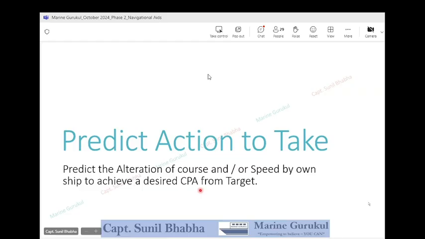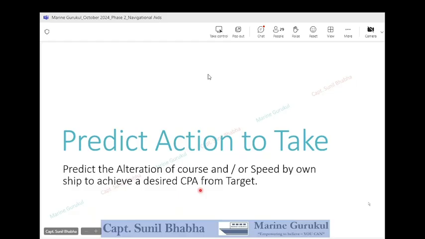Or in case you have a collision or a close quarter situation, how should we avoid that close quarter situation? What should be our action? And what are all the possibilities available to the navigator? The possibilities could be, to give you an example, alteration of course to starboard. Another possibility could be alteration of course to port. And the third possibility could be increase or decrease of the speed.